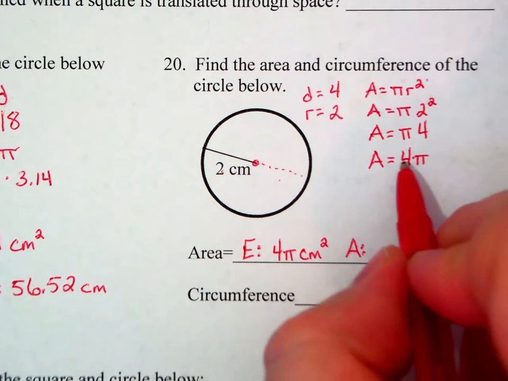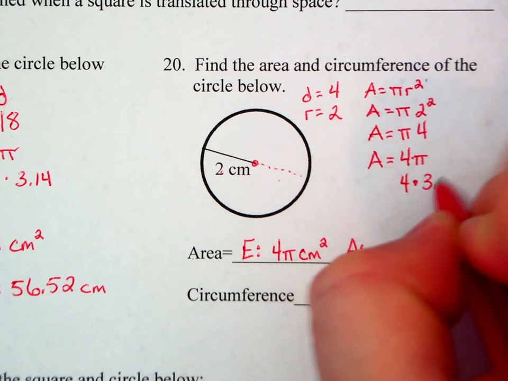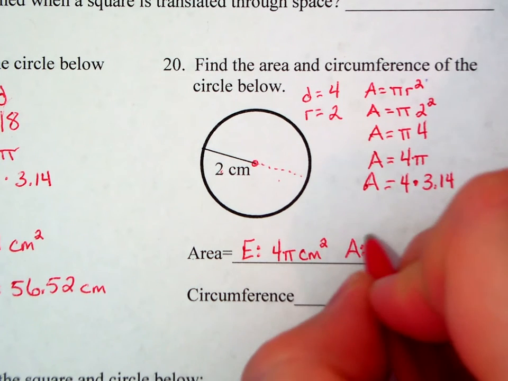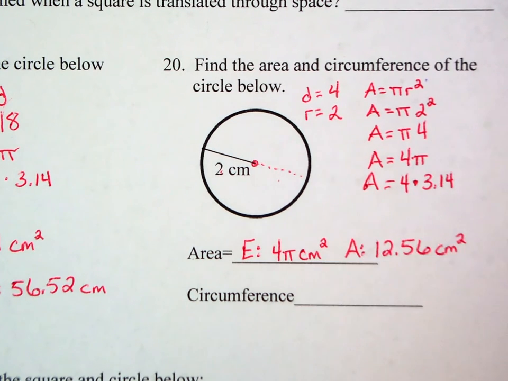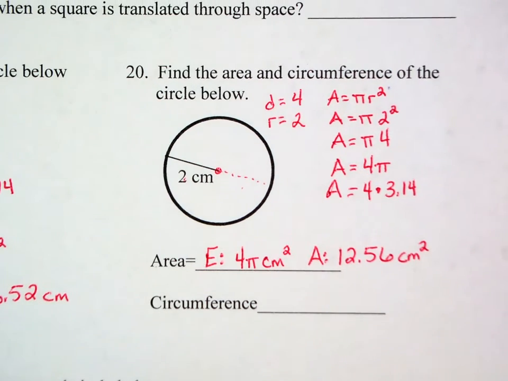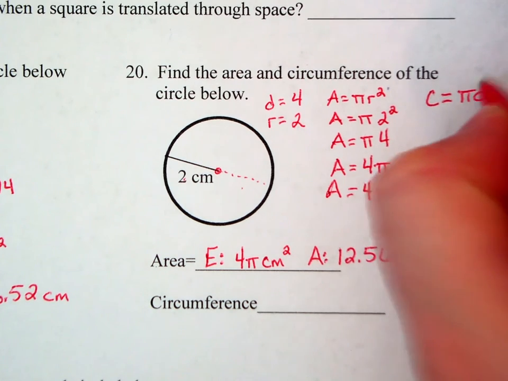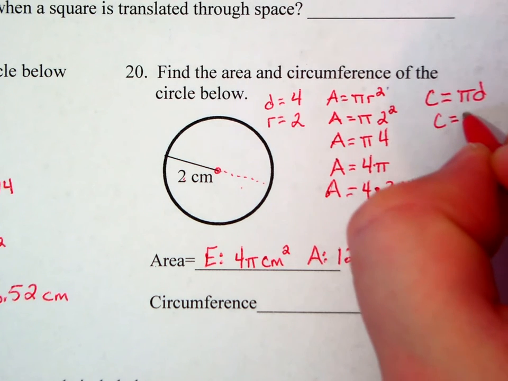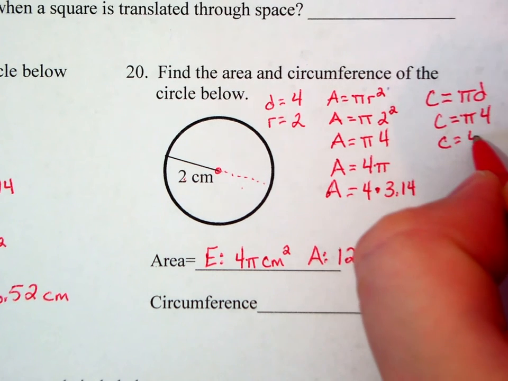My approximate solution for area would again take 4 and multiply it by 3.14. And that's going to give me approximately 12.56 centimeters squared. Now let's see what happens when we find our circumference. C equals pi times diameter. Well, my diameter was 4, so C is going to equal pi times 4. And again, we'll clean it up. C equals 4 pi.